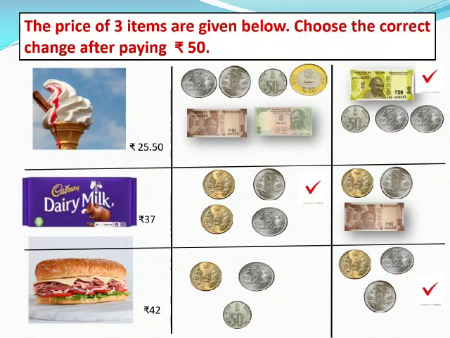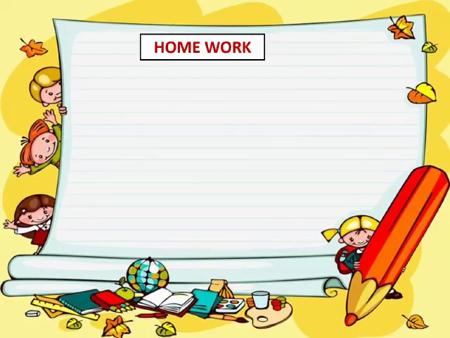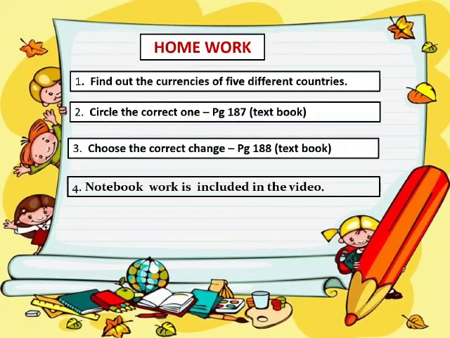Understood, children? Here is your homework. Find out the currencies of 5 different countries. Then circle the correct one in page number 187 in the textbook. And choose the correct change, page number 188 in the textbook. And notebook work is already included in the video. Okay, children?